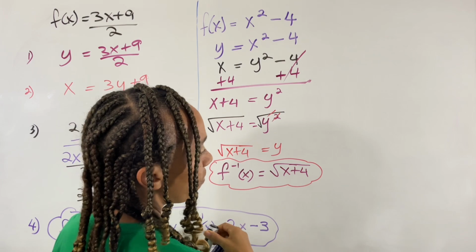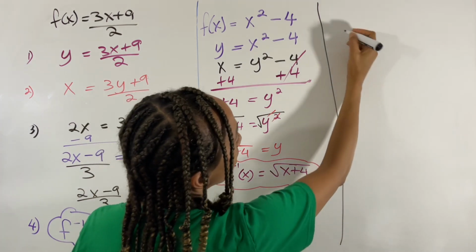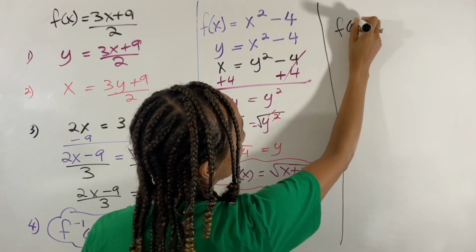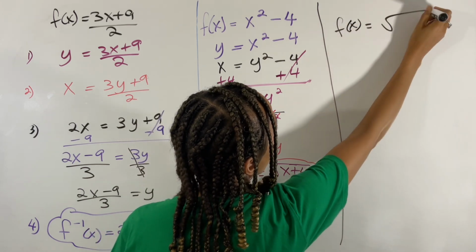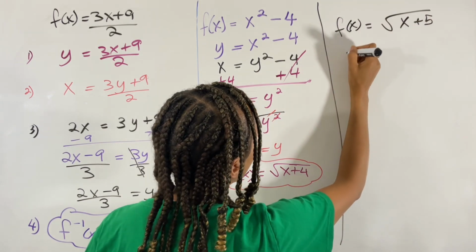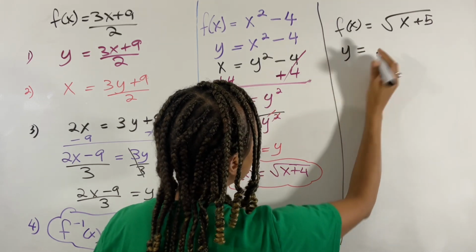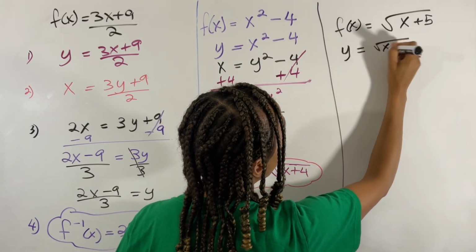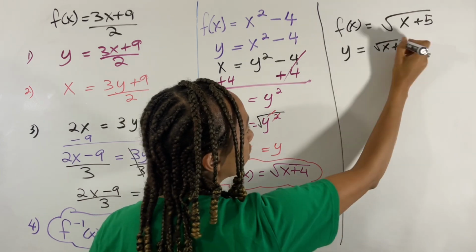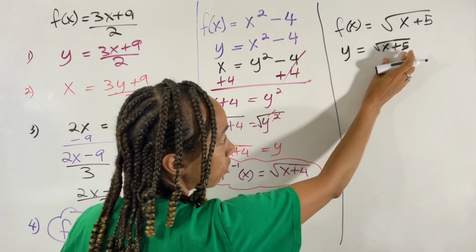I want to give a fourth example. And the fourth example here is if you're given f of x is equal to square root of x plus 5. So once again, write it as y equal square root of x plus 5. And please don't make the mistake and stop right there. It must go all the way to the end, covering the expression x plus 5.